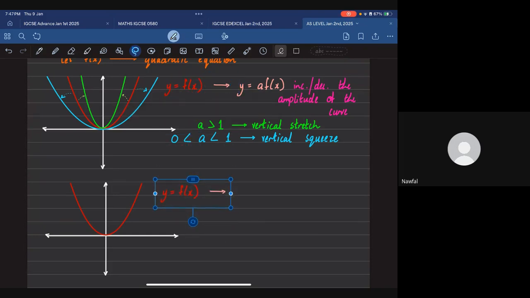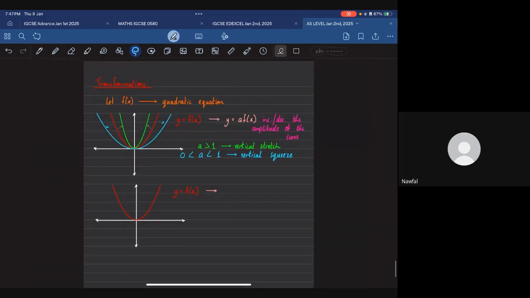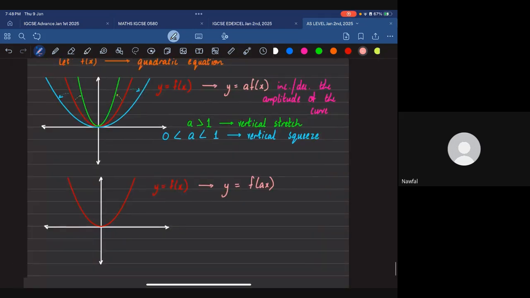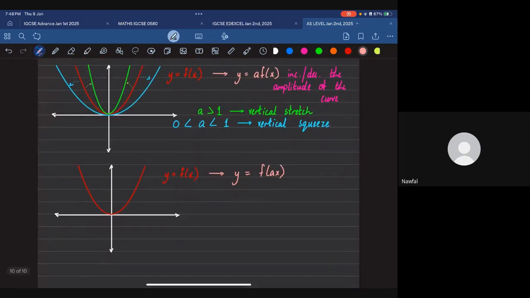And what's happening to it now? Let's see. When y is equal to f of x, where f of x is a quadratic equation, but a transformation happens such that you're multiplying something with x alone inside. Let's see how that happens. f of ax.